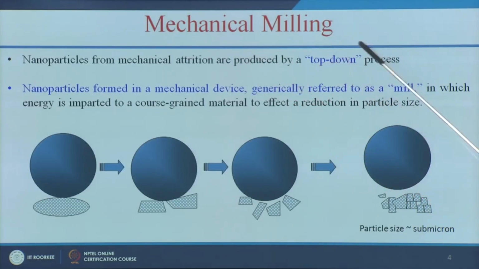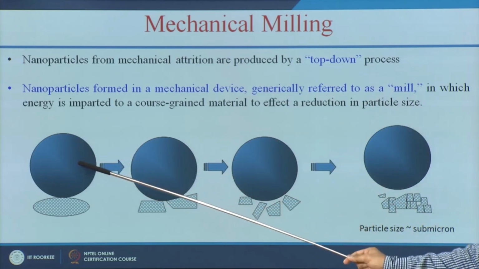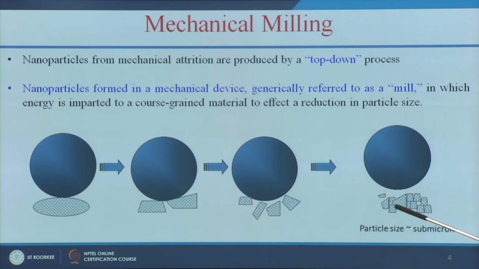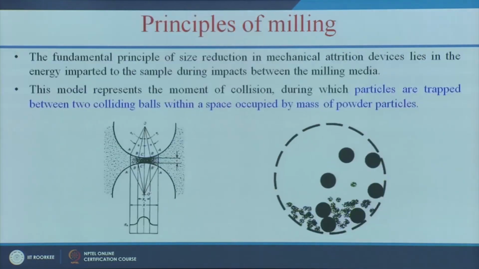It is a top down process. You know what is top down process? It means you are making nanomaterials from bulk, and here the nanoparticles are formed in a mechanical device generally referred to as a mill. So here we are going to use a metallic ball, which is going to break your bulk material into nano size particles. Let us see the principle of milling.